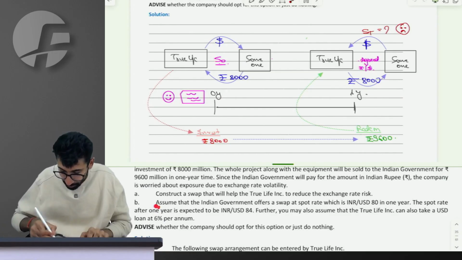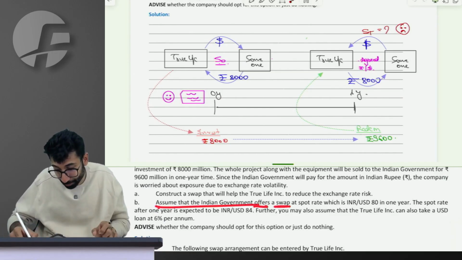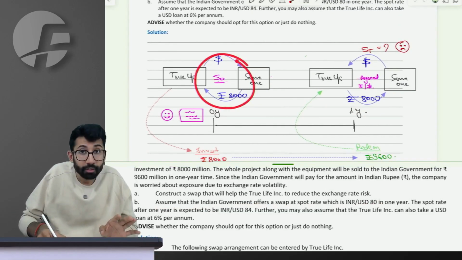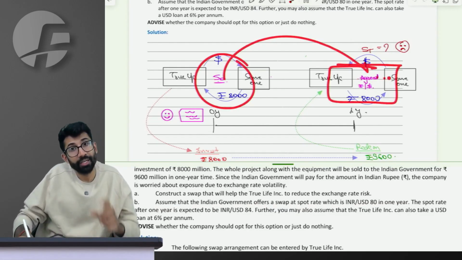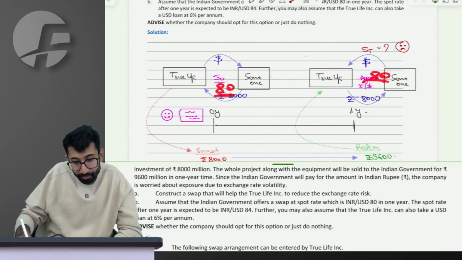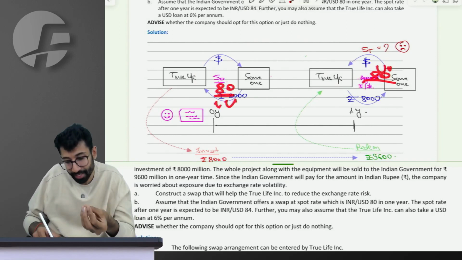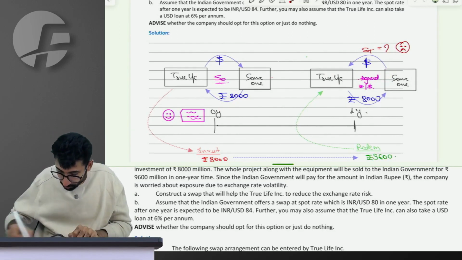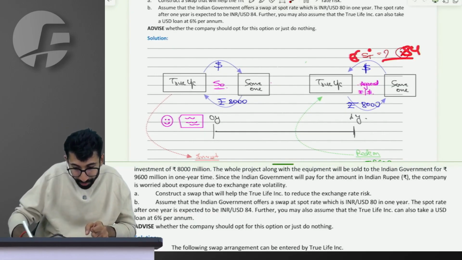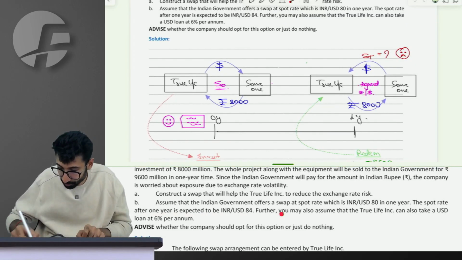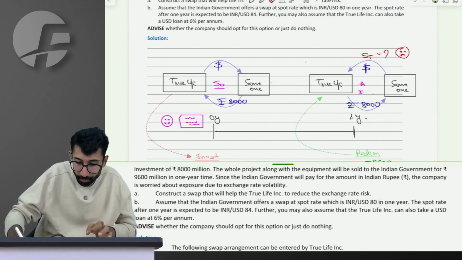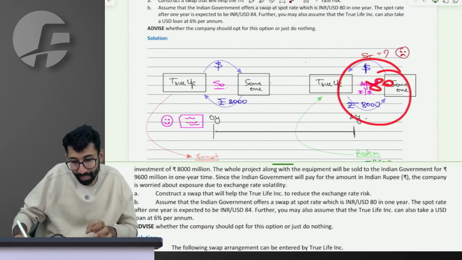Second part of the question. Assume that the Indian government offers a swap at a spot rate which is rupee per dollar 80. Means today whatever is there. But after a year, the Indian government has agreed to do a swap at a spot rate which is 80 only. So the agreed rate of swap is 80, spot is 80. Fine. The spot rate after a year is expected to be 84. So the expectation is that the rate will be 84. Further, assume True Life can take a 6% loan. Whether we should opt for this agreement by the Indian government to do the swap at 80 or not.